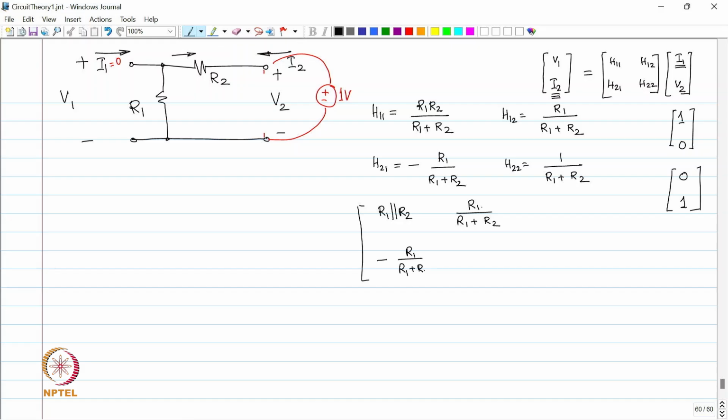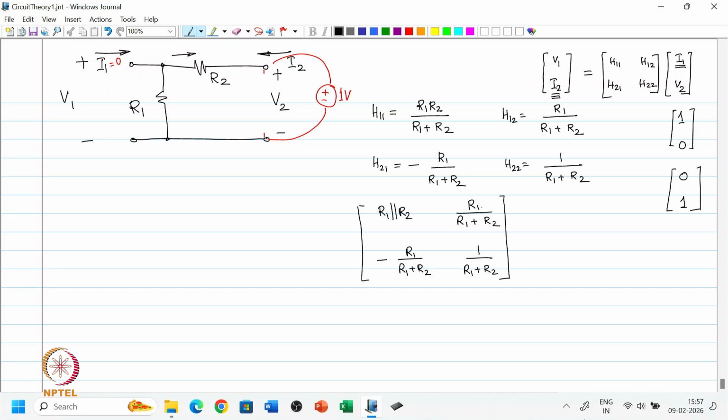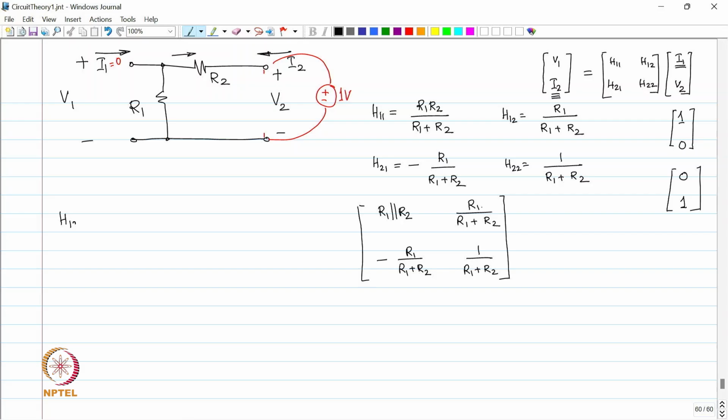Any observation? Is this called skew symmetric? Yeah, this is not skew symmetric, but anyway, the off diagonal elements are negatives of each other. So, H12 is equal to minus H21. This is the observation. Okay. And this will come from Tellegen's theorem.